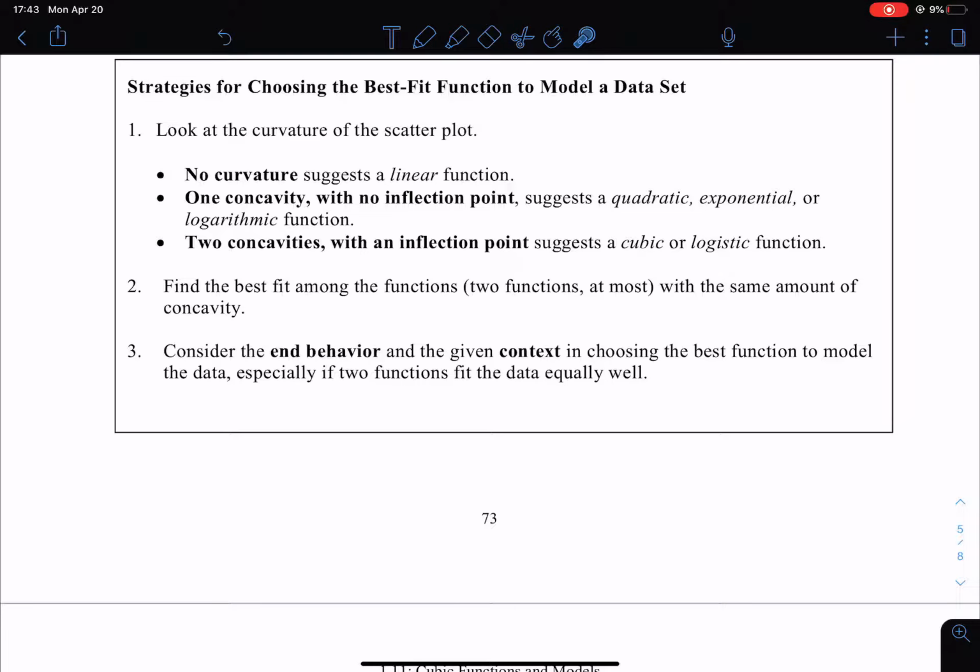Then let's check the second step. Find the best fit among the functions with the same amount of concavity, and then consider the last step. We just consider the end behavior. That means when x goes to infinity, what is the function behavior, and the given context in choosing the best functions to model the data, especially if two functions fit the data equally well. If the two functions fit the data equally well, we just check the end behavior.